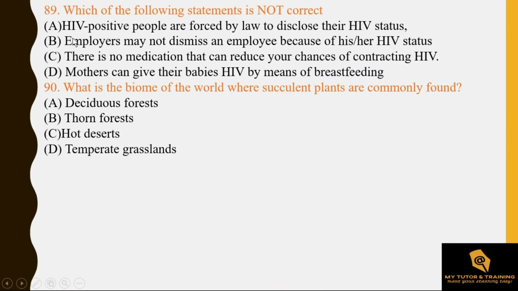Let's turn to question number 89. Which one of the following statements is not correct? A. HIV-positive people are forced by law to disclose their HIV status. B. Employers may not dismiss an employee because of her HIV status. C. There is no medication that can reduce your chance of contracting HIV. D. Mothers can give their babies HIV by means of breastfeeding.